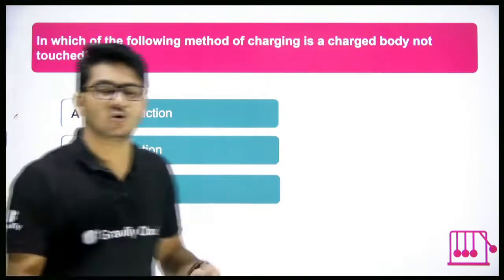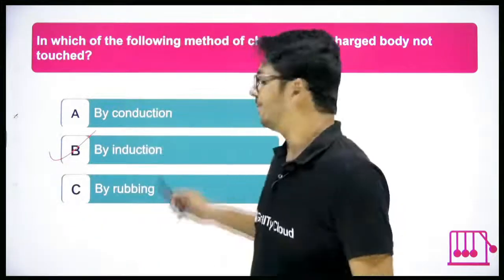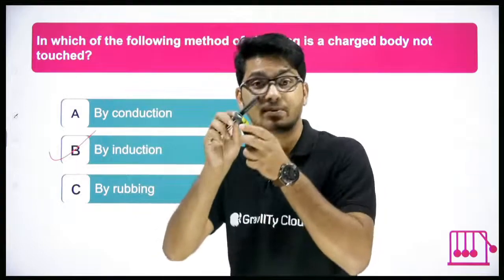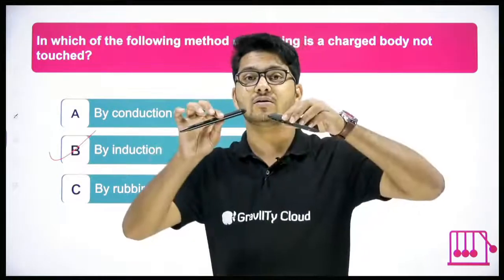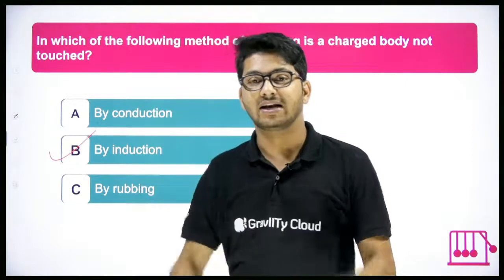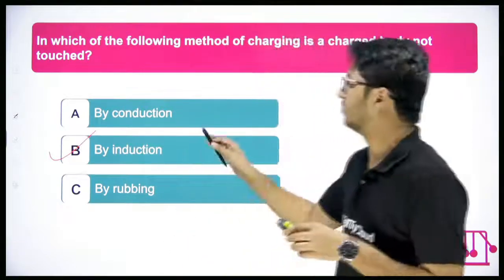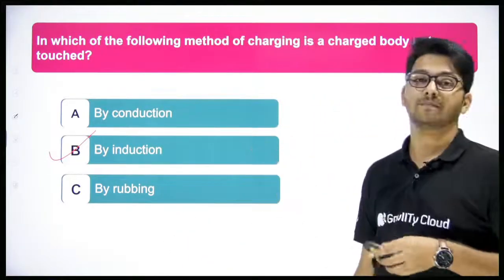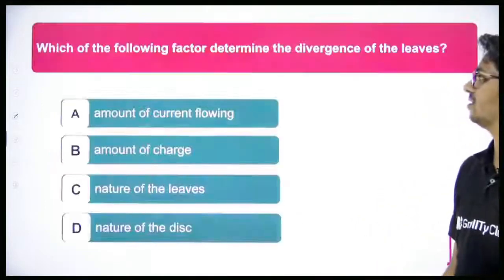In conduction, two bodies should be touched. In rubbing, they are touched and they are rubbed. But in induction, they are far away. That's what is important. Option B. They do not touch each other.